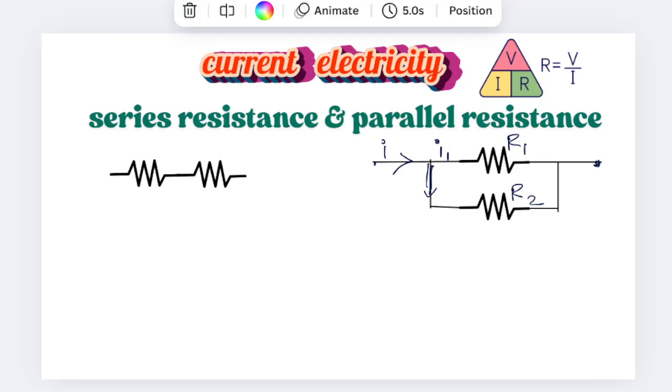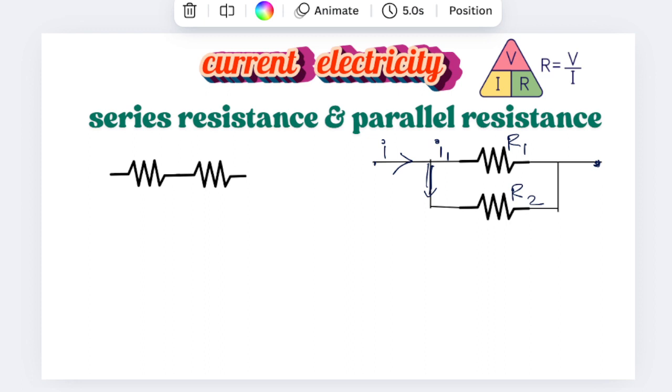So now we are discussing current electricity. In that, series resistance and parallel resistance. What is the difference between series resistance and parallel resistance? How do we need to find out whether it is a series resistance or a parallel resistance?